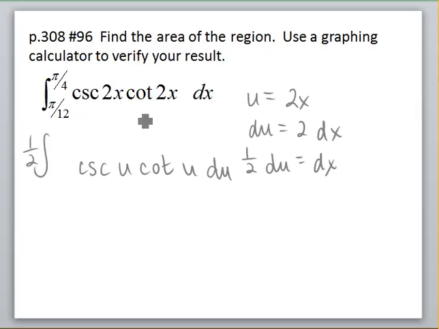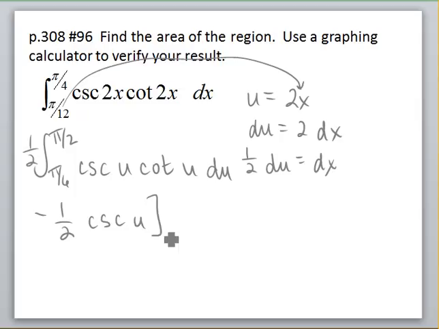Well, I know this, I need to change my bounds. So my bounds would now be pi over 6, and put in pi over 4, I'd get pi over 2. And so when I integrate, I end up getting negative 1/2 cosecant u from pi over 6 to pi over 2. And I will go ahead and tell you what the final answer is because I will not be able to finish this in this video, but you should get 1/2. If you don't get 1/2, we can discuss that in class.